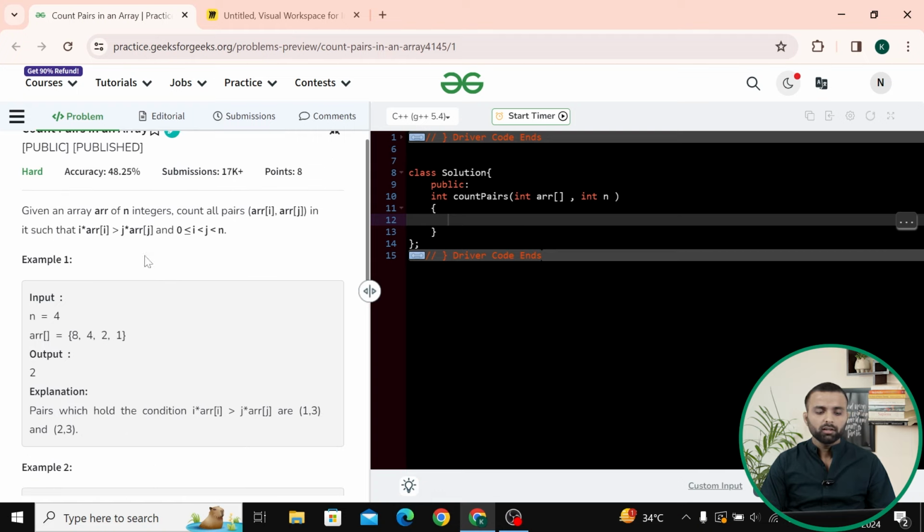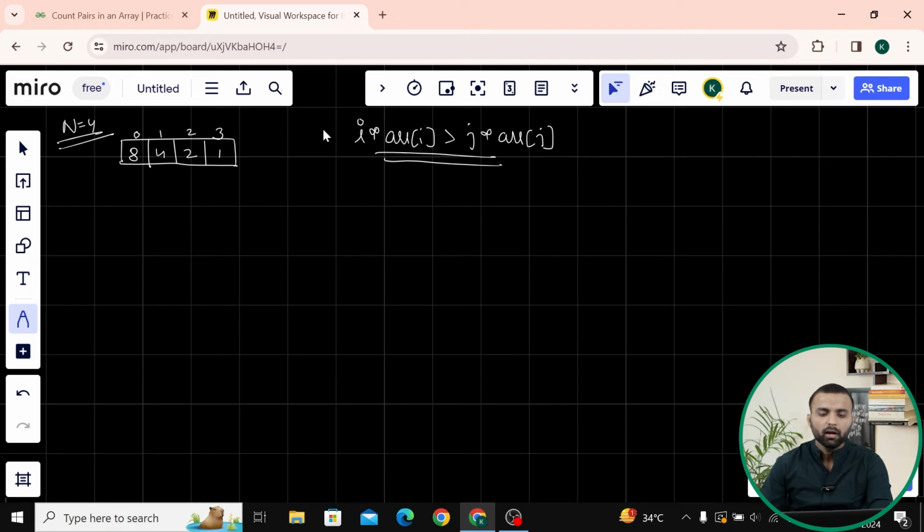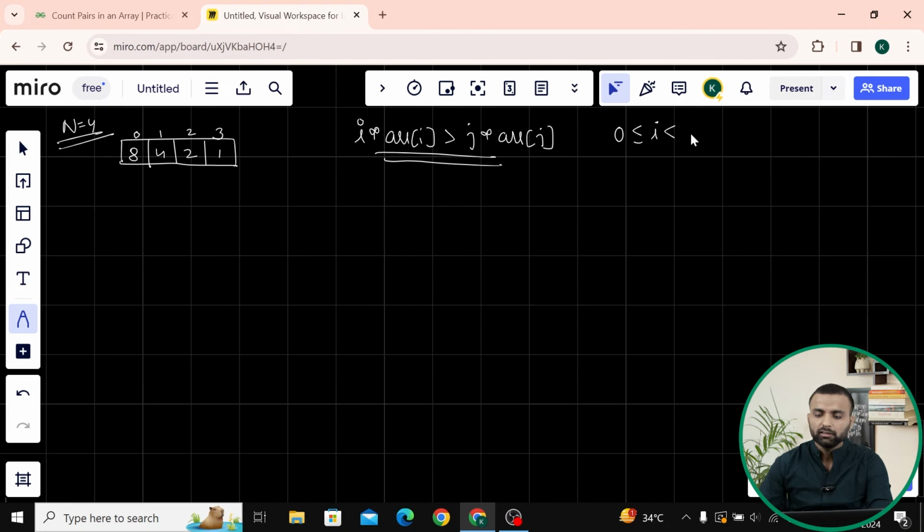So let's understand this problem better. In the question, we have to count all the pairs where i into array i is greater than j into array j, right? So this is the condition of it. And also i is greater than or equal to 0, and j is greater than i and less than n. This is the condition of it. Okay, so how can we solve this question?